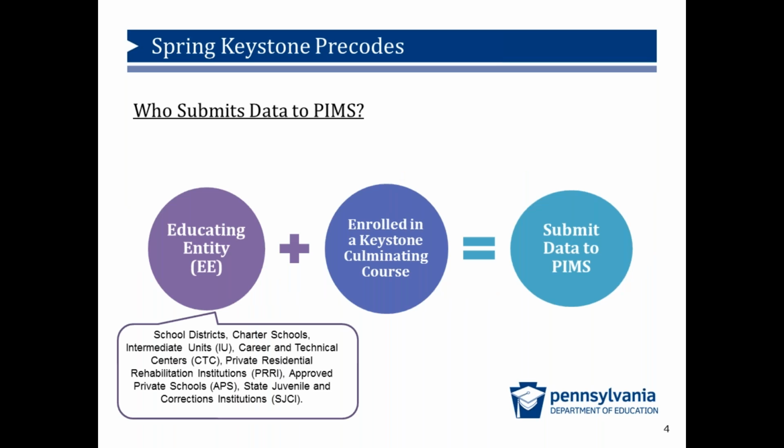So who submits data to PIMS? Any entity providing educational services is an educating entity. Educating entities include school districts, charter schools, IUs, CTCs, PRRIs, APS, and SJCI. Educating entities are responsible for ensuring that all students taking a course that culminates in a Keystone exam in grades 3 through 12 from whom the entity is providing educational services are assessed.